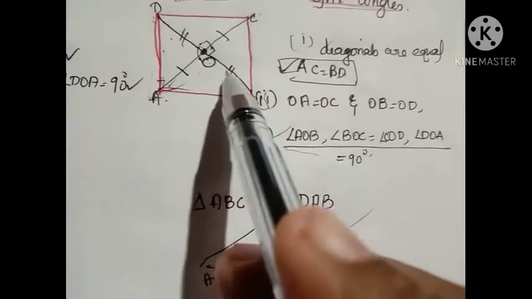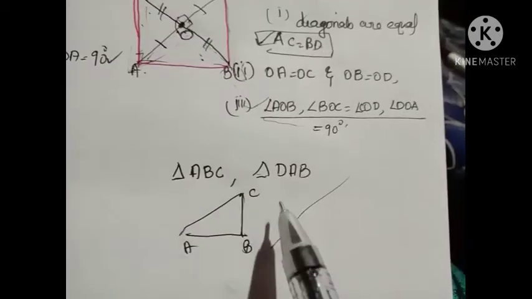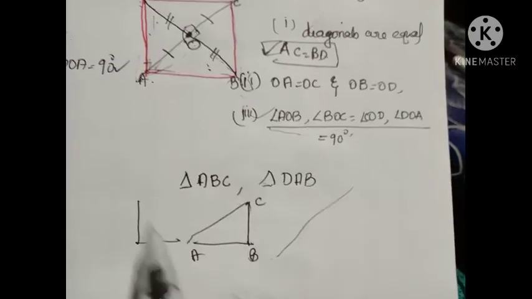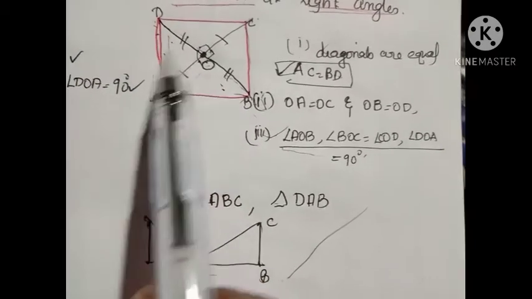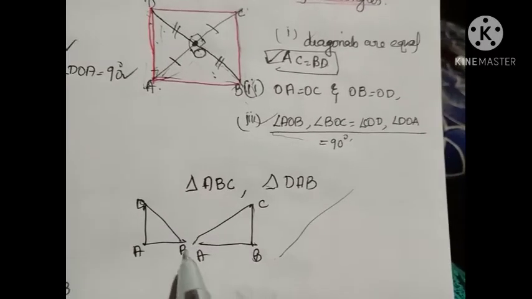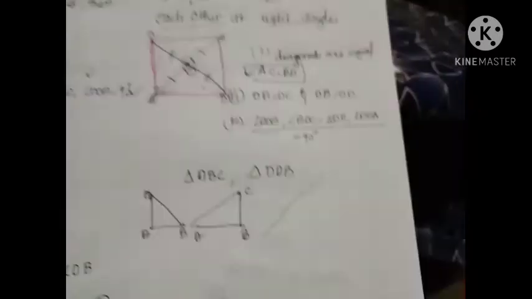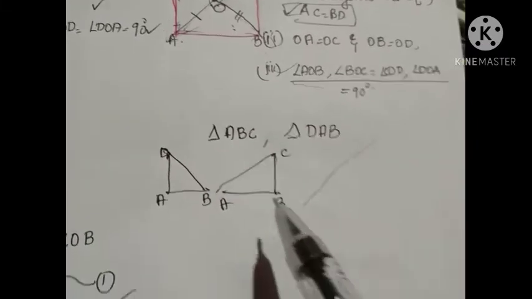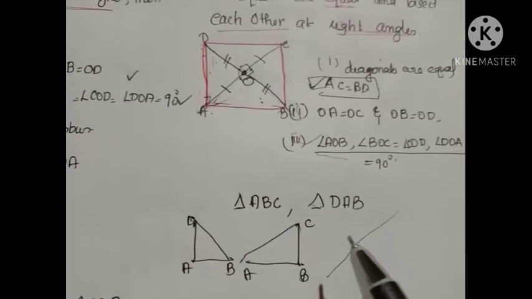ABC, this triangle. Now DAB means DAB, this one. Okay. So these are our 2 triangles. Now prove these 2 triangles are congruent to each other.